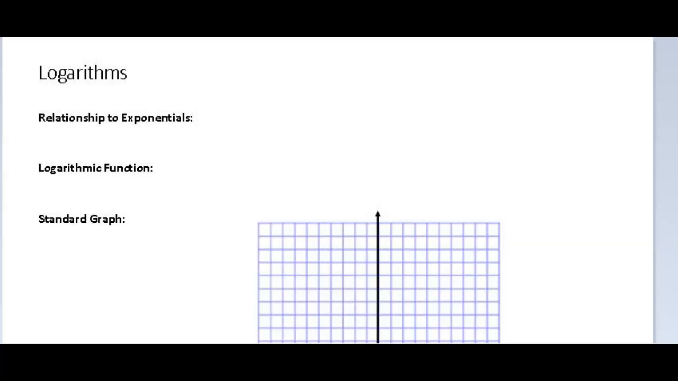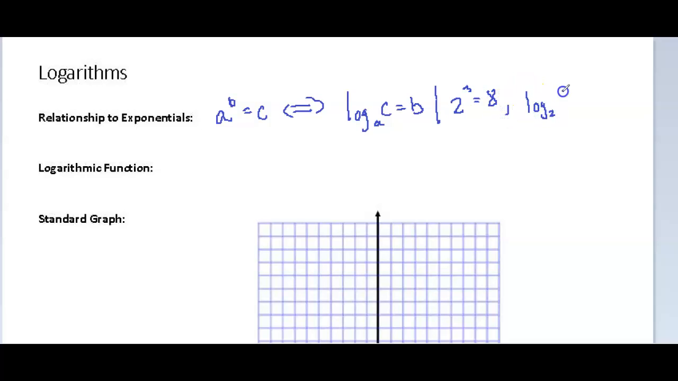Logarithms. Logarithms are directly related to exponentials. They are actually the inverse functions of exponentials. That means if we were to have a to the b power equals c, this would imply log base a of c equals b. For example, 2 to the third power equals 8, so the log base 2 of 8 would equal 3.